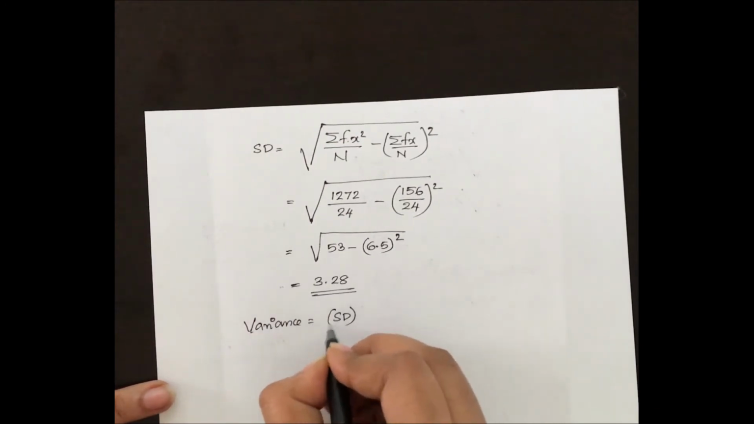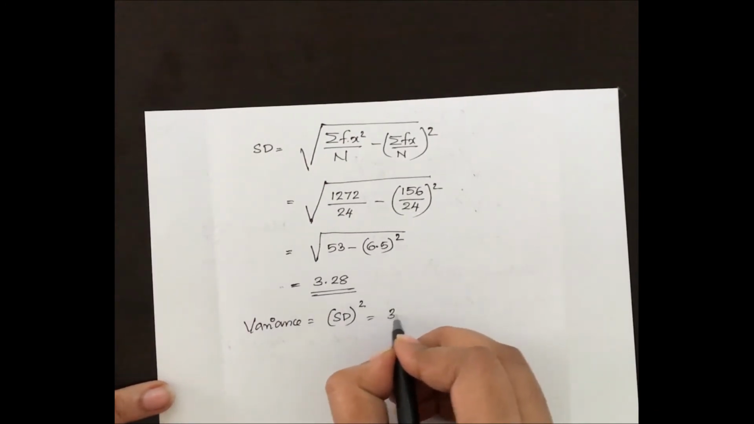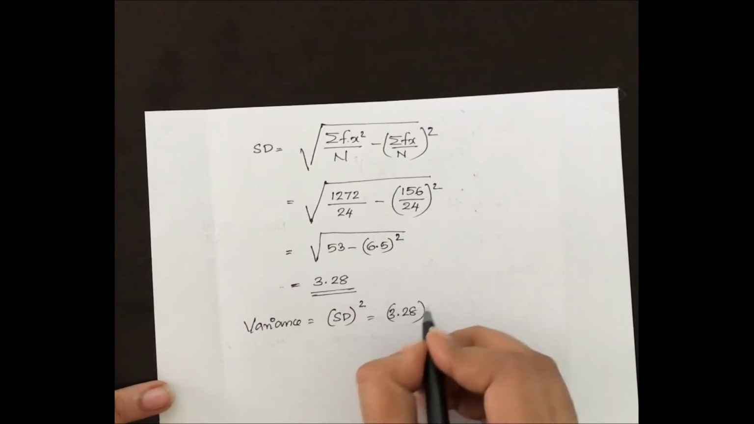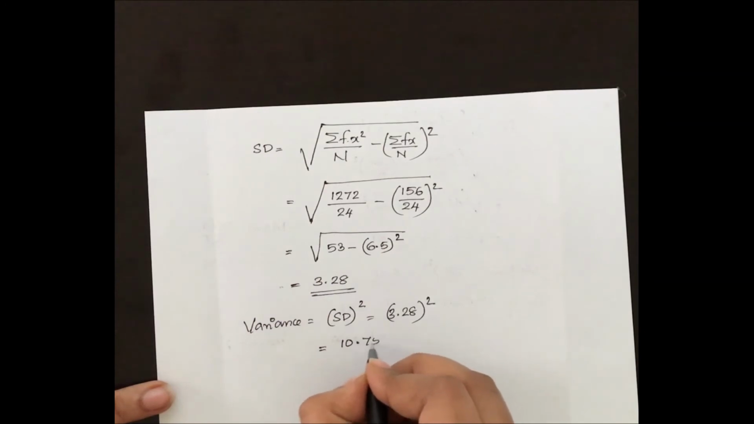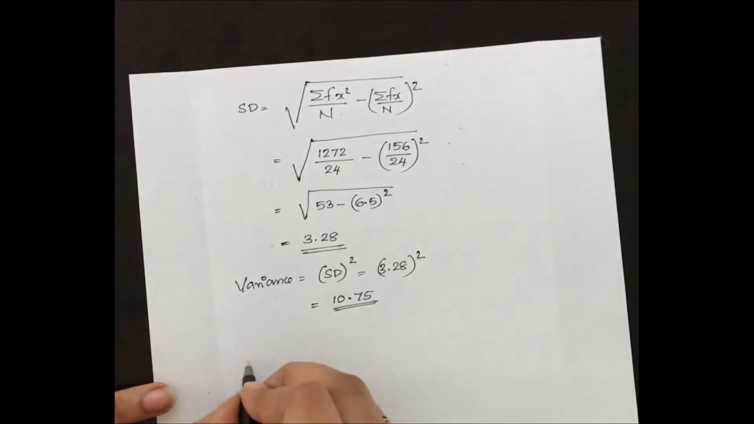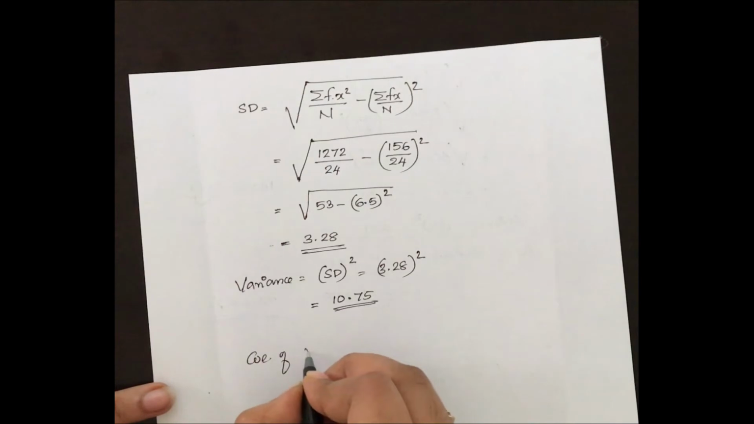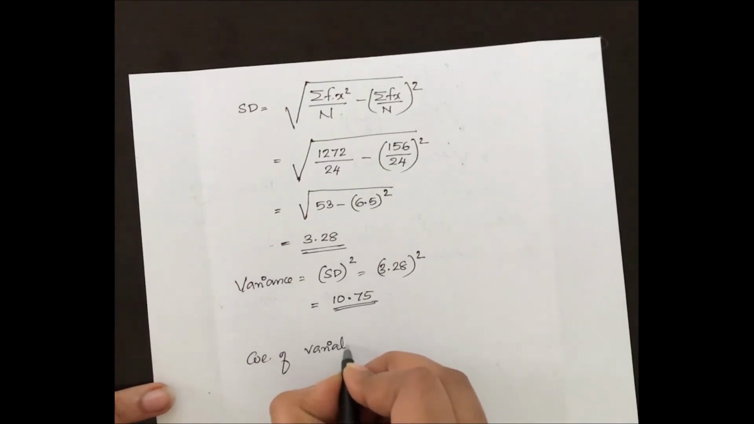Now variance is equal to the square of standard deviation, that is the square of 3.28. We will get variance as 10.75.